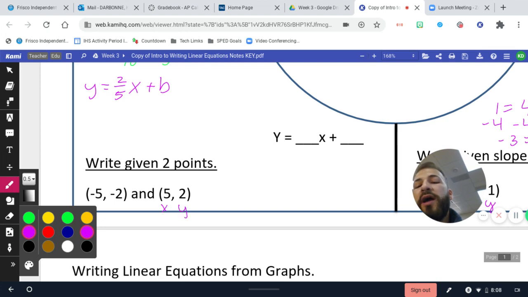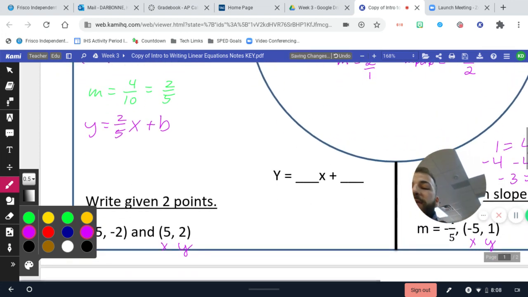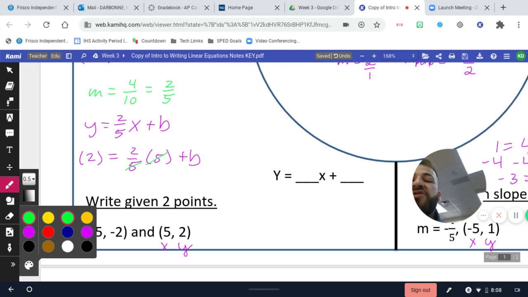So 5 is going to go in for x. 2 is going to go in for y because it's always an x comma y point. So 2 is equal to 2/5 times 5 plus b. I'm going to jump ahead since I showed you the shortcut last time. Since 5 and 5 are in opposite parts of the fraction, I can cancel them out, which means I'm left with just 2. So 2 is equal to 2 plus b. Then I can subtract 2 to get b by itself. So we actually get 0 is equal to b.